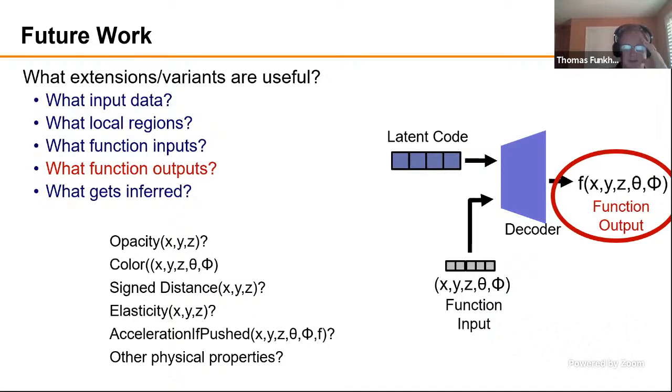Interesting examples that go beyond just opacity, color and signed distance would be physical properties of objects. In a robotic system, could you predict what will happen if I push here? Or what is the elasticity of this object at this location? Currently, you would have discretized representations of objects based on voxels or meshes to estimate these kinds of functions. Could you use implicit functions for more than just reconstructing images or shapes, but rather for interacting with objects? I think that's an incredibly interesting thing to look for in the future.